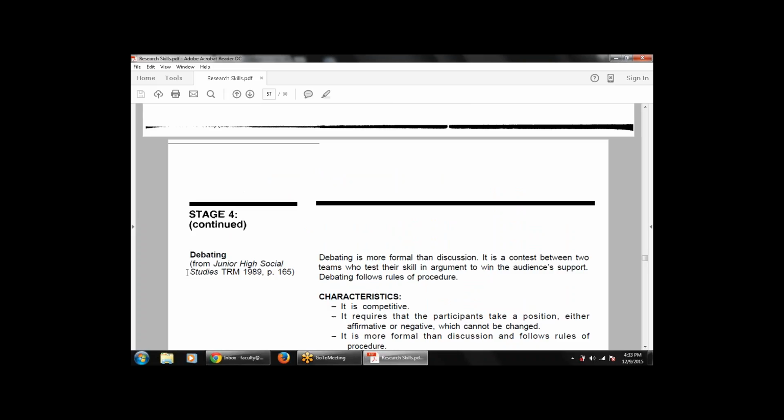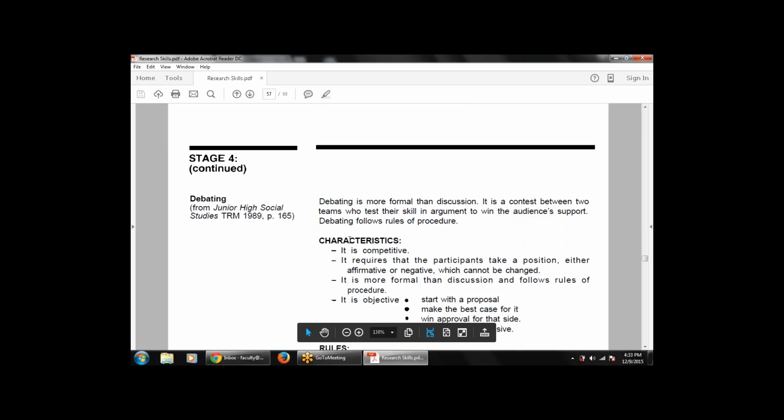The next category is debating. That means a debate that is more formal than a discussion. That means everyone is polite while the debate is going on. So debate is more formal than the discussion. It is a contest between two teams who test their skills in argument to win the audience's support. Debating follows the rules of procedure.